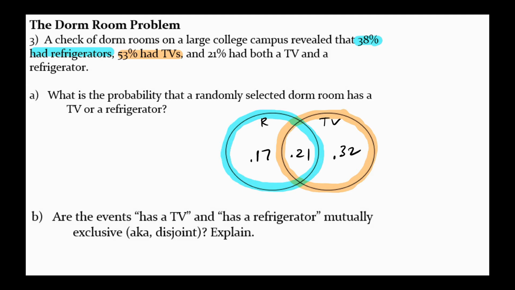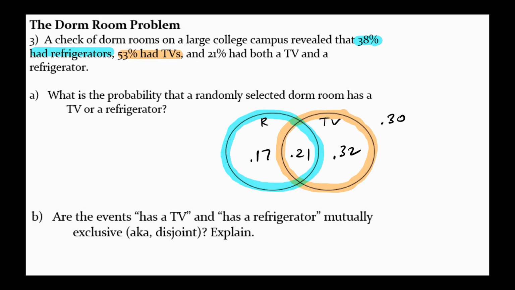Okay. All right. So together they should add up to what percent? 100%. So do all three add up to 100%? No. So how much remaining do we have? Let's see. 17 plus 21 plus 32. We have 70%. That adds up to 70%. Well, who are the other 30% then? People who don't have either. So they're on the outside. They don't have a refrigerator nor a TV in their dorm room.